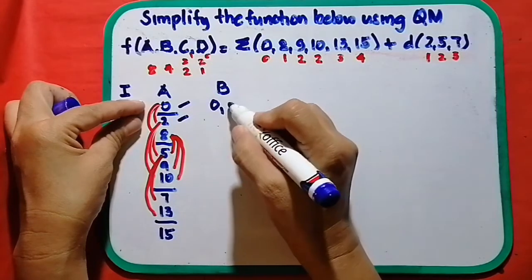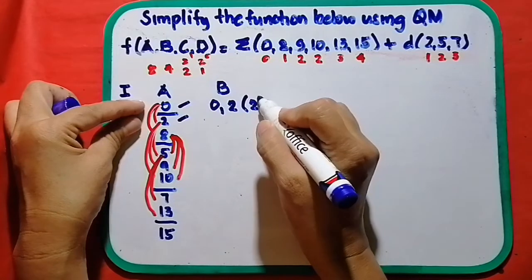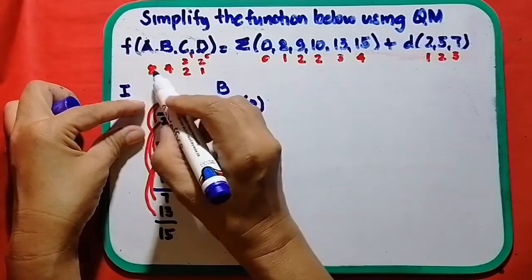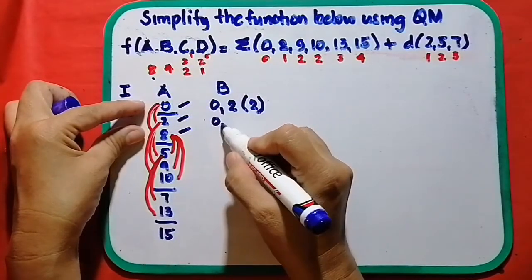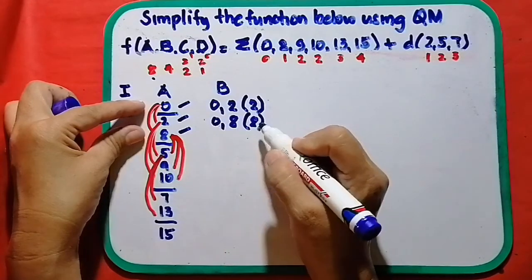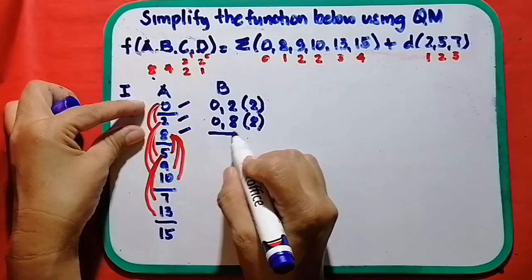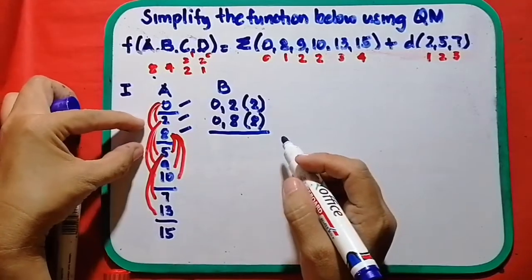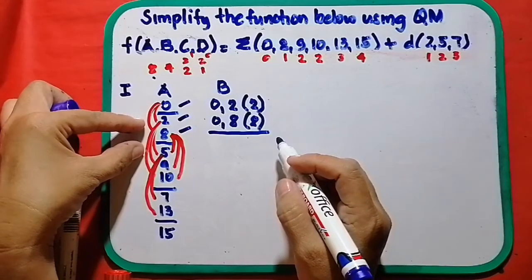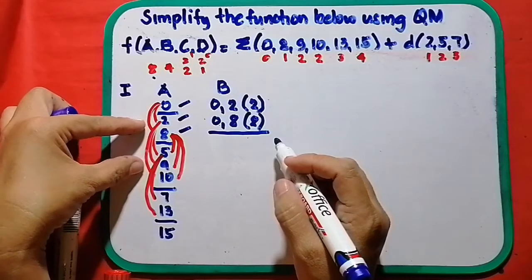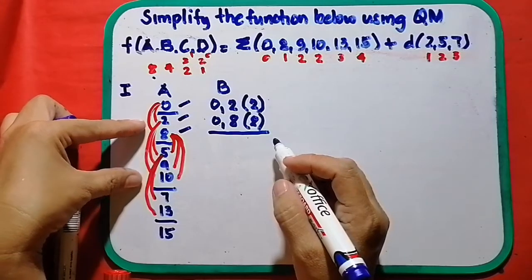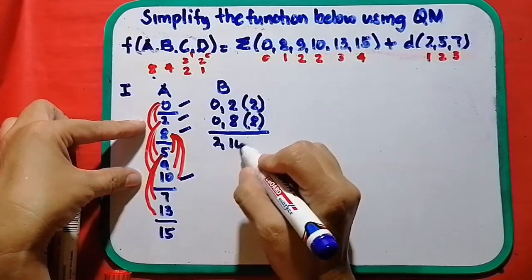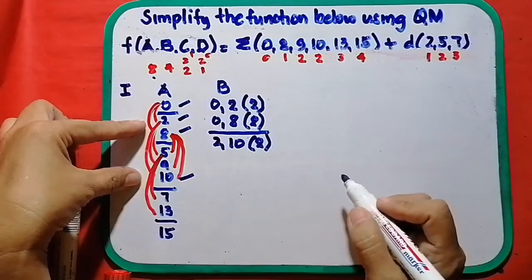So, we write 0, 2, and the difference enclosed in parentheses. Then 0 minus 8 is 8. Again, 8 is in powers of 2 and we have 8 there. So 0, 8, a difference of 8. Since we're done with the first two groups, we write a dividing line. Next, we go to the next group. 2 minus 5 is 3. So, cannot be because it is not in powers of 2. 2 minus 9 is 7. Same thing. 2 minus 10 is 8. So, that's in powers of 2. So, we write 2, 10, a difference of 8.